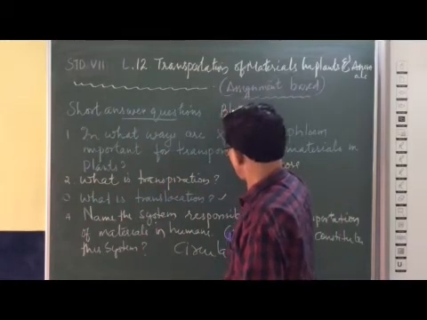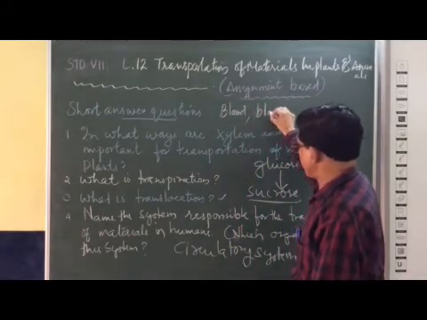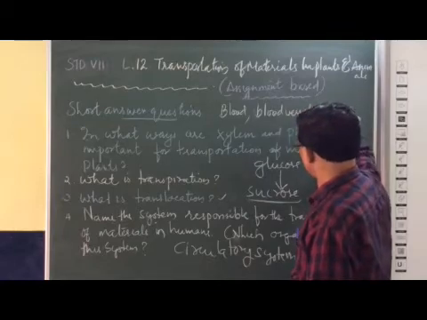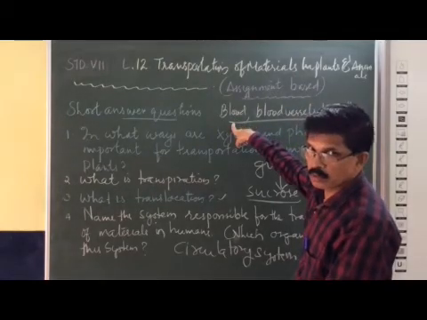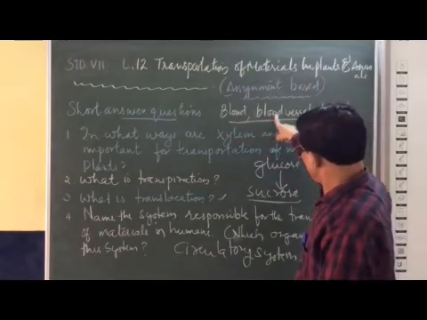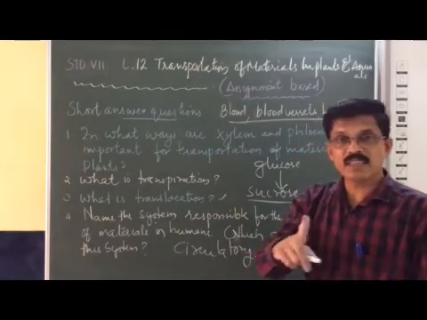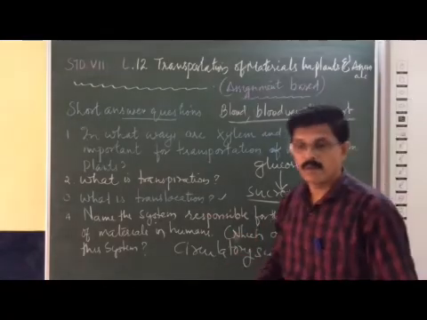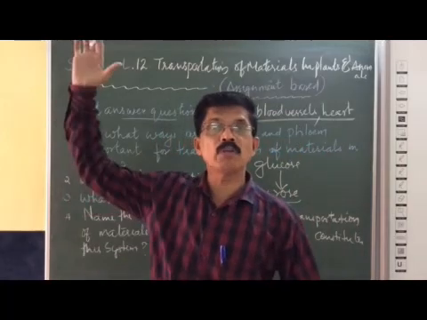You can say blood, blood vessels, and heart. Now, blood is a fluid tissue containing RBC, WBC, and platelets. Blood vessels are 3 types: arteries, veins, and capillaries. Now, heart is a pumping organ. The heart pumps the blood, and the blood will pass through these blood vessels to all the body parts.